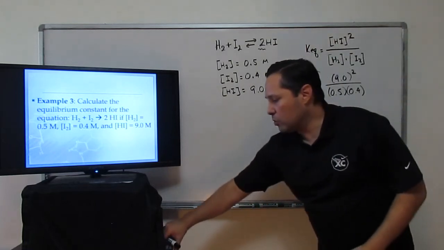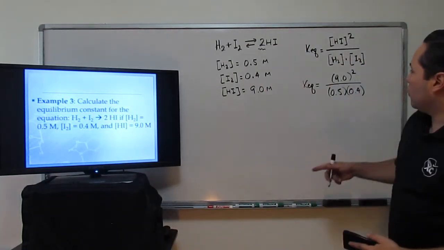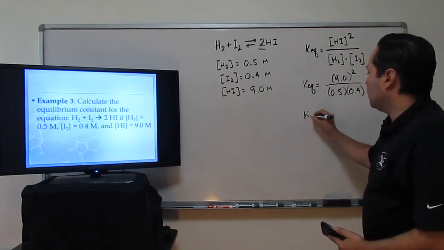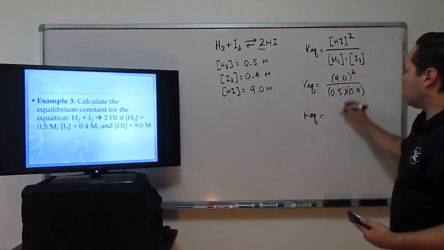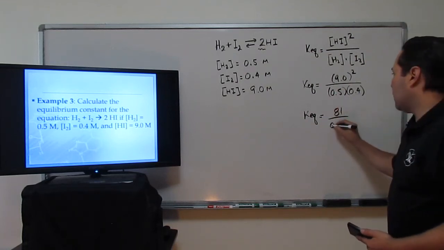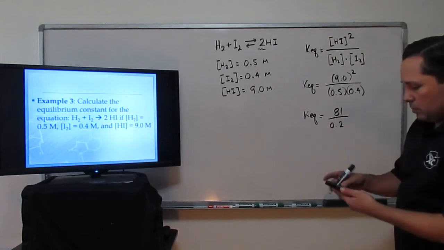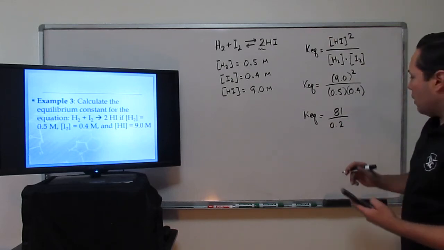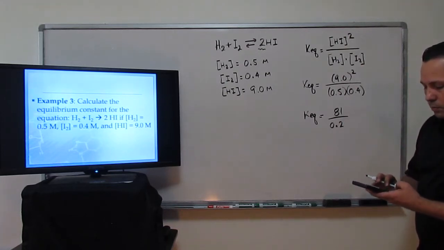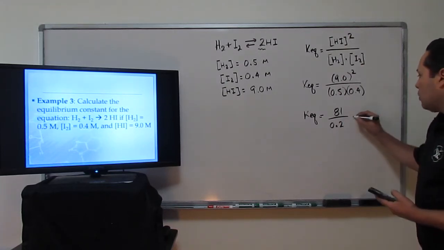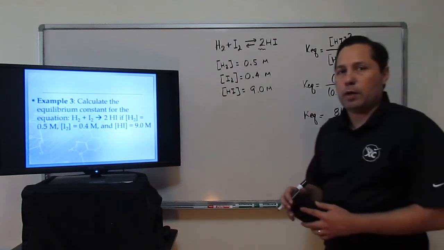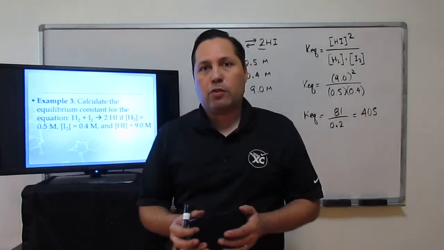Now we go ahead and use a calculator and solve for this one. So we're going to start by the top exponent. So KEQ, it's going to be 9 squared, that's 81. And then 0.5 times 0.4 is going to give us 0.2. Now, what are we going to do? We're going to divide 81 by 0.2. It's going to give us an answer of 405. Units for it? There's no units for it. So that's our answer, 405.